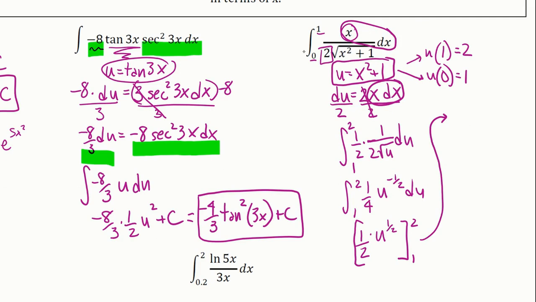So that's going to be u to the 1/2, which is the square root of u, which is the square root of 2 in this case, over 2. Minus, if you plug in 1, you would have the square root of 1, which is 1, over 2. So that's my answer. Again, if you have a definite integral, you do not need to rewrite in terms of x. As soon as I wrote it in terms of u, I made sure my bounds were also in terms of u, and then just solve all in terms of u. Don't go back to any x's.